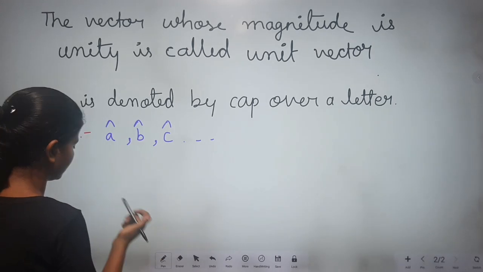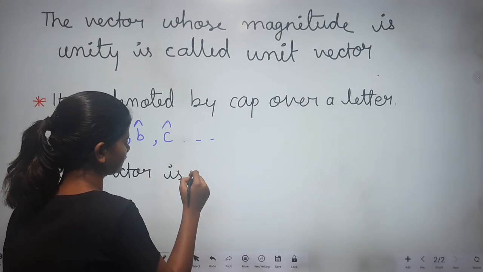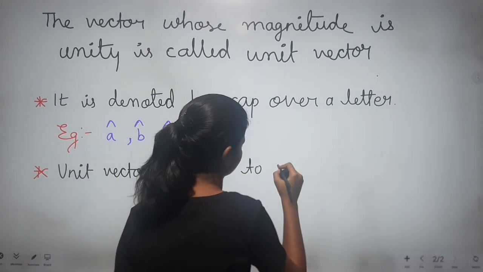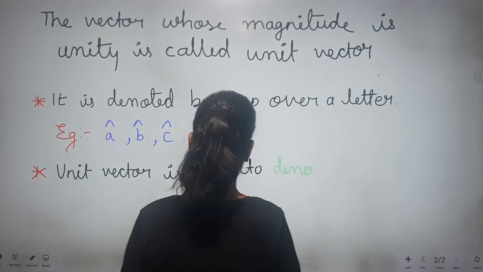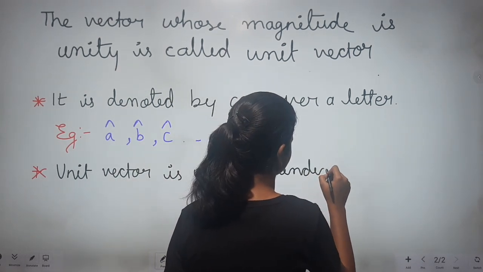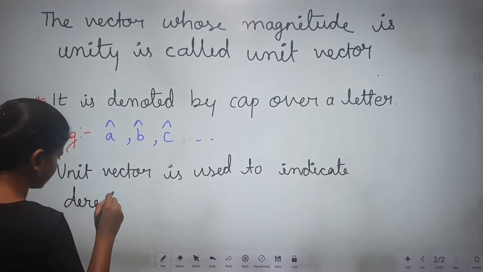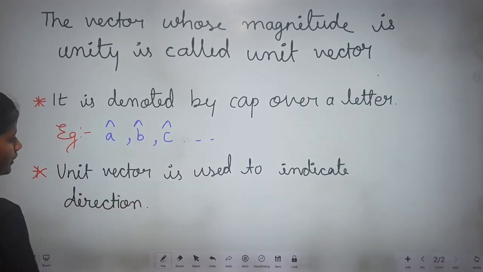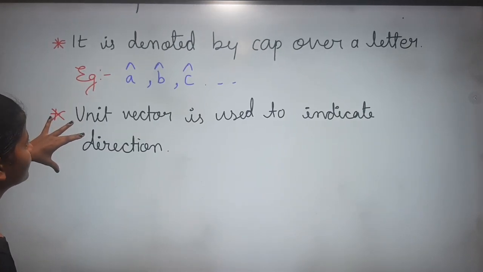Now the second point is that a unit vector is used to indicate direction.